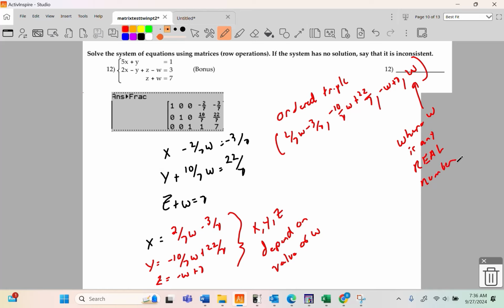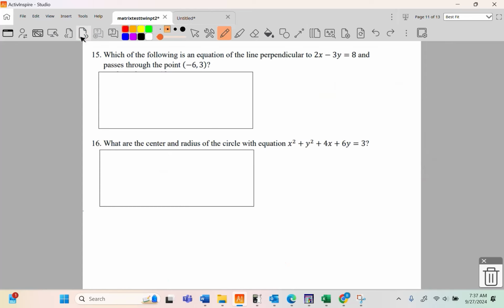Well, that's how you do a question like that. That's how you do those dependent systems. And again, it's beyond the scope of Algebra 2, at least in Tennessee. But you might see it if I take you to a math contest. You'll definitely see it in college algebra.